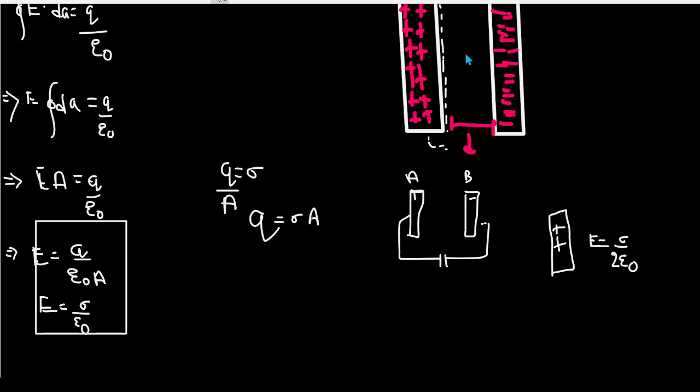Positive plate is also, so due to the positive plate, if I want to know the electric field at this particular point, the electric field points in this particular direction, and it should be equal to electric field 1. Electric field 1 is equal to sigma divided by 2 epsilon naught, and electric field 2 is due to this negative plate at this particular point, also pointing in this direction.